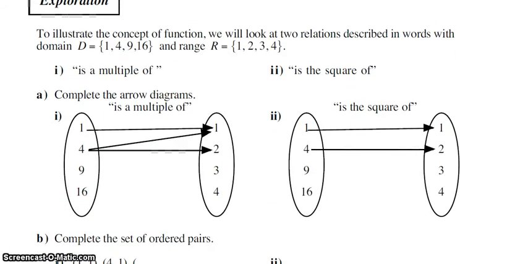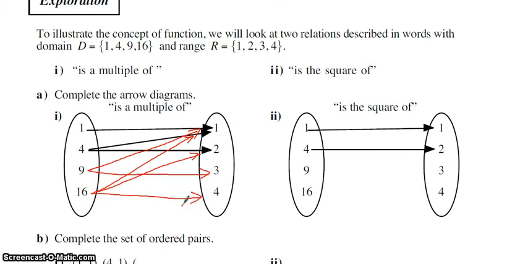Exploration. To illustrate the concept of a function, we will look at two relations that describe in words and in domain. Okay, so restrict domain. It's a multiple of. So complete the arrow diagram: is a multiple of. 1 is a multiple of 1. 4 is a multiple of 1. 4 is a multiple of 2. And 9 is a multiple of 1. 9 is a multiple of 3. And 16 is a multiple of 1, 2, and 4.